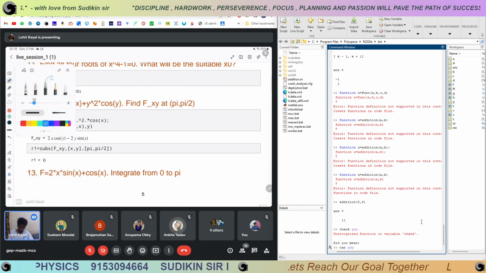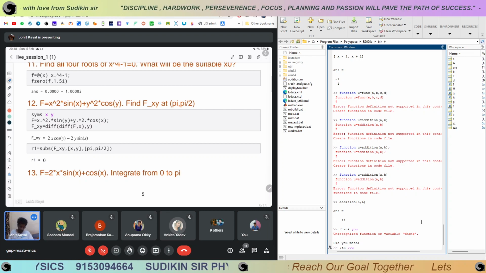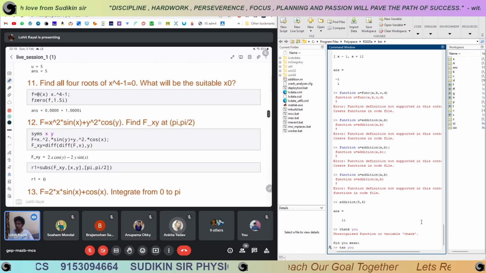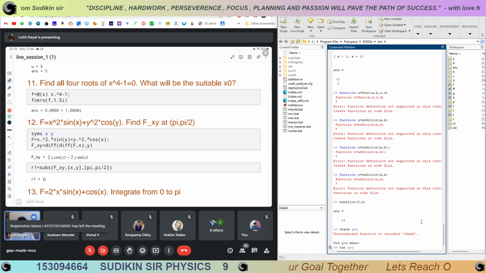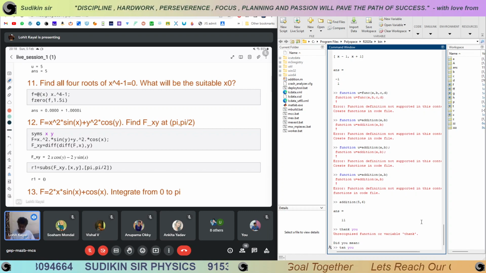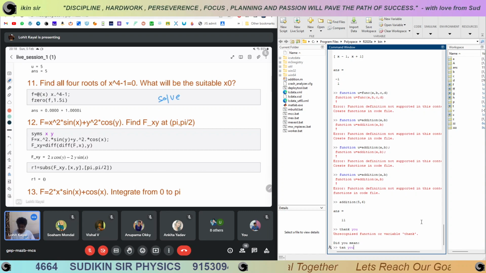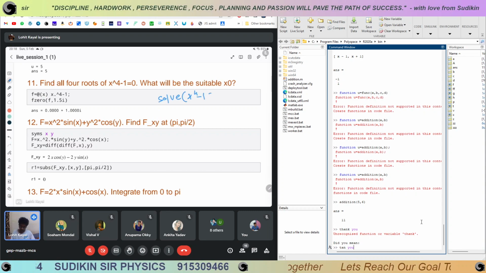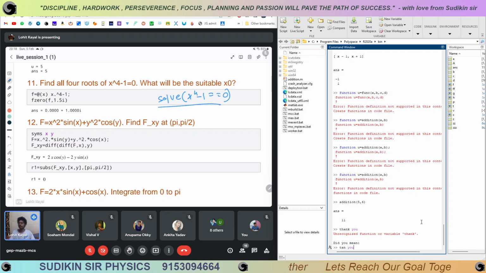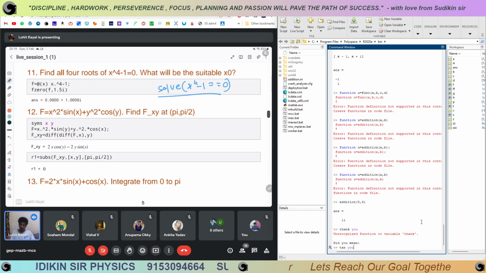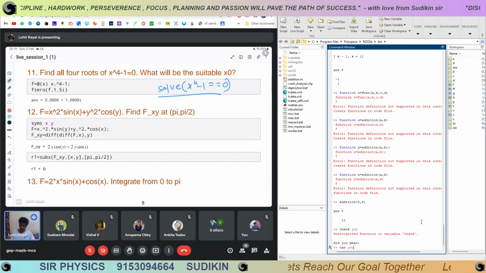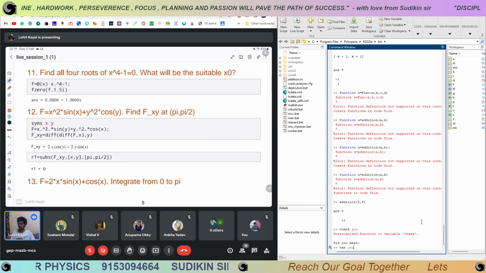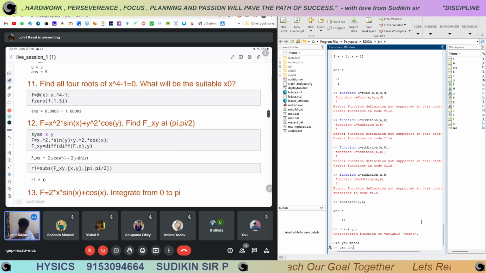Now let's go to question 11. Okay, so this is the new thing. This actually works like solve. Previously I used solve x to the power 4 minus 1 equal to 0. Now this is a bit interesting. Here I am doing the numerical thing. So far I have covered the symbolic part, and now I am going to the numerical part.